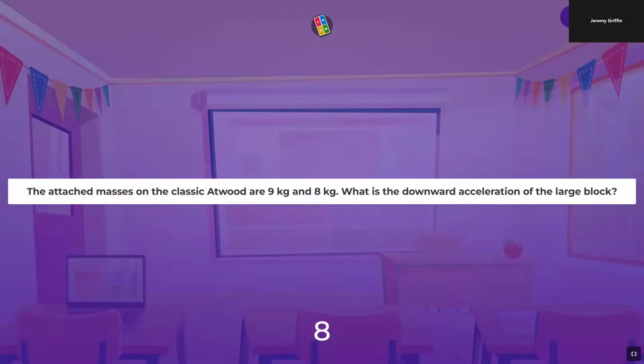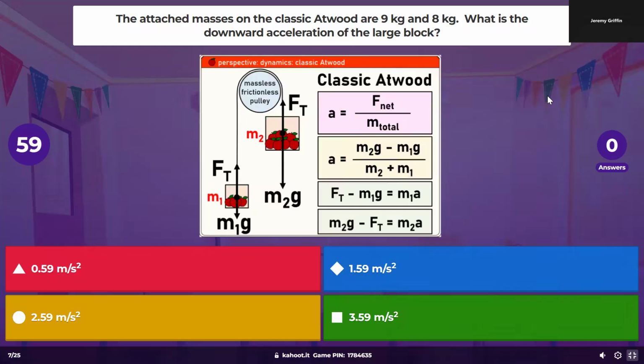Attached masses on the pulley: 9 kilograms, 8 kilograms. What's the downward acceleration of the large block? 9 versus 8. Not very much.